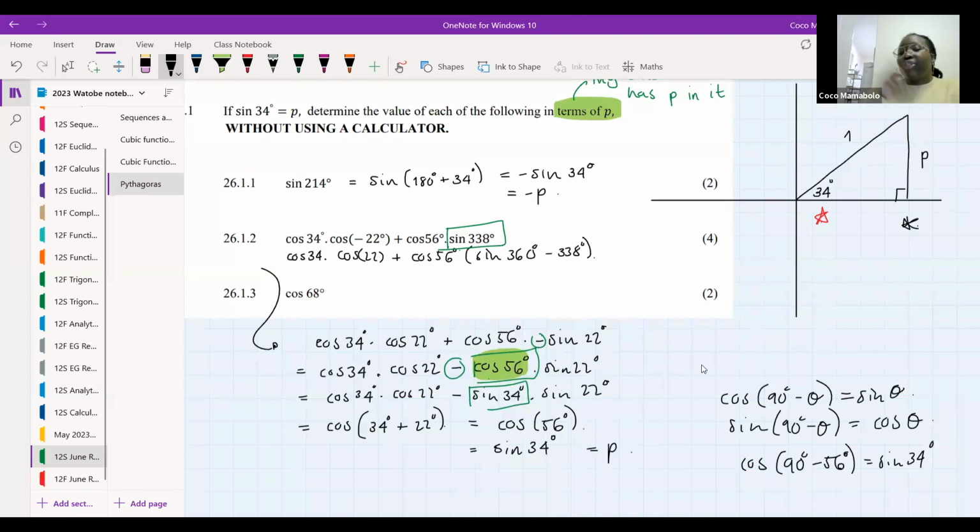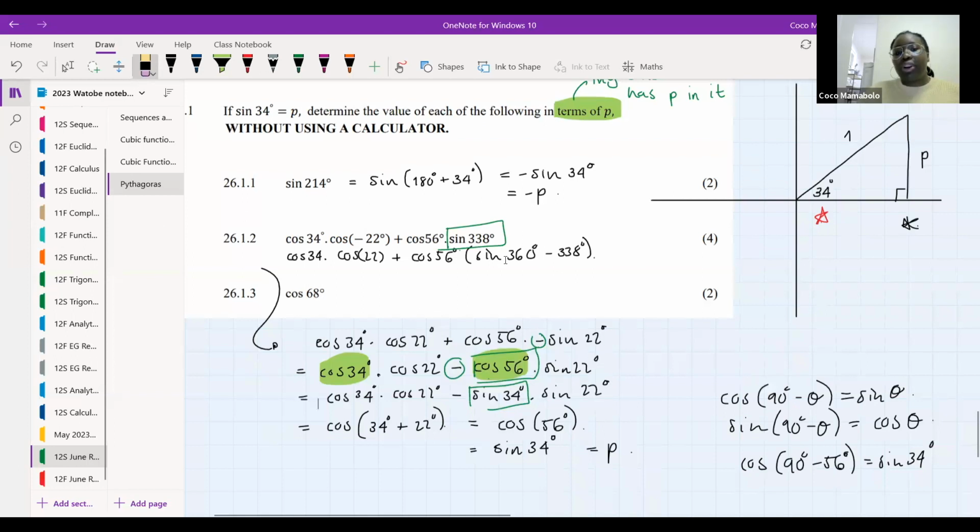All right, I do realize that we could have taken this thing over here. We could have taken cos of 34 and changed that to sine of 56. And then we would have had sine cos sine. And then we could have done 56 minus 22, which would have landed us at sine of 34. You could have done that as well, and your answer would have ended up as P as well. Okay, so we can do it either way. Seth, you are 100% correct. We can do it the other way as well.